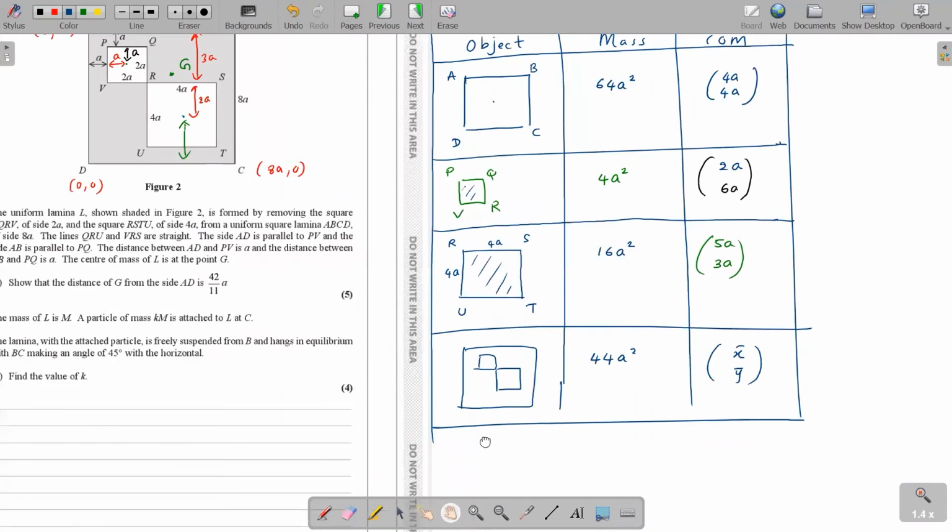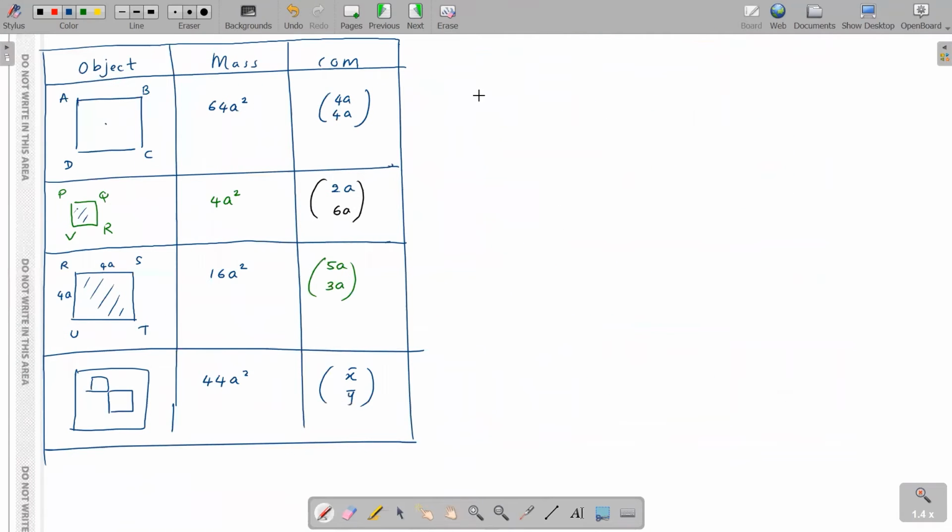Okay, let's find the x bar. 64a square times 4a plus 4a square times 2a. Sorry, it's not plus, right? Why? From 64a square into 4a, from the big square, we are removing these two squares, right? So removing means I must subtract: minus 4a square into 2a. We are taking the moment, mass into center of mass coordinate, must be multiplied. Minus 16a square into 5a. Right? So from the big square, subtract these two. This is equal to the total mass 44a square into x bar.